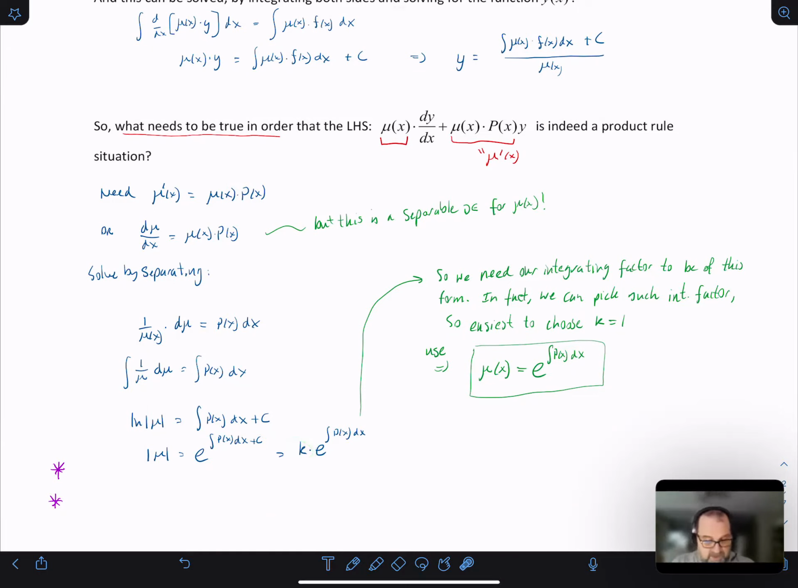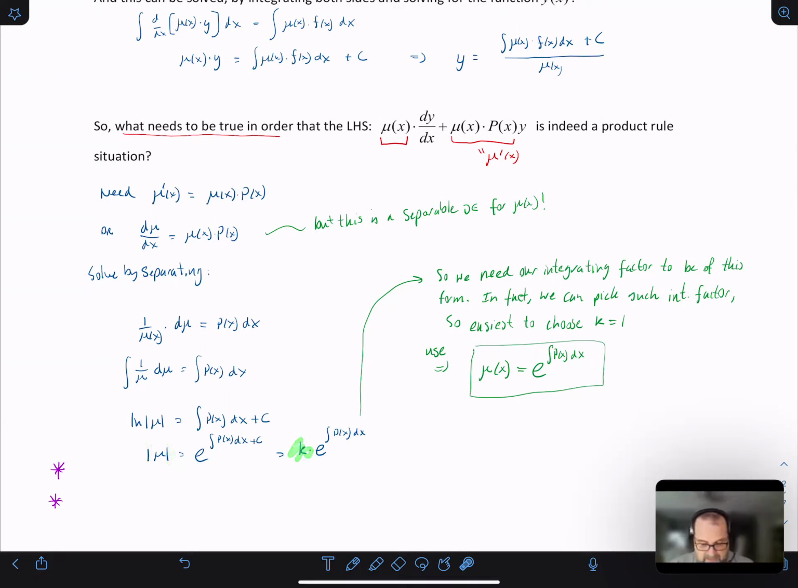So this is a good start. The nice thing here is we do not need a particular integrating factor. We just need an integrating factor. So the good idea here is to choose something nice and easy. Let's not worry about whether this is negative or not. Just get rid of the absolute value.